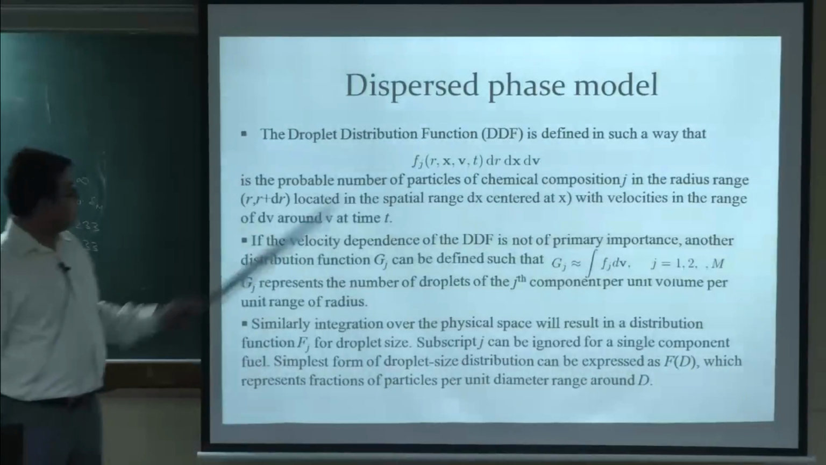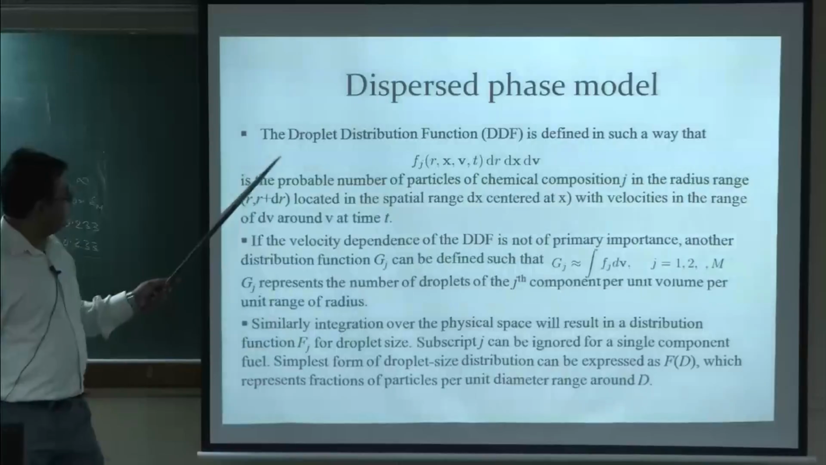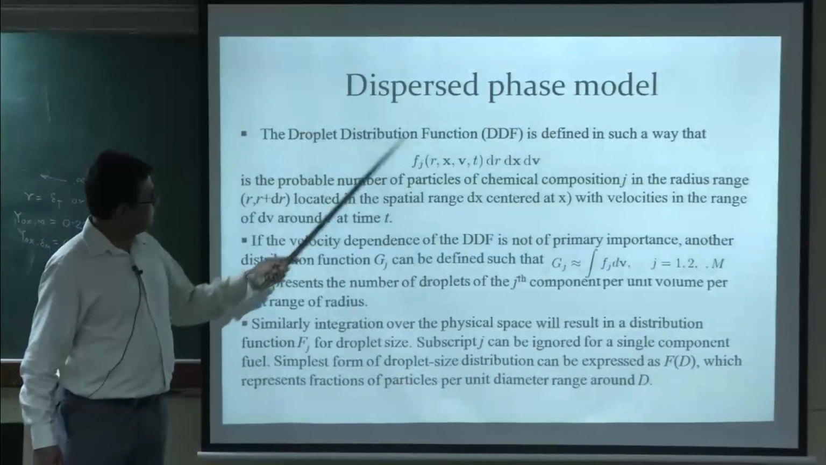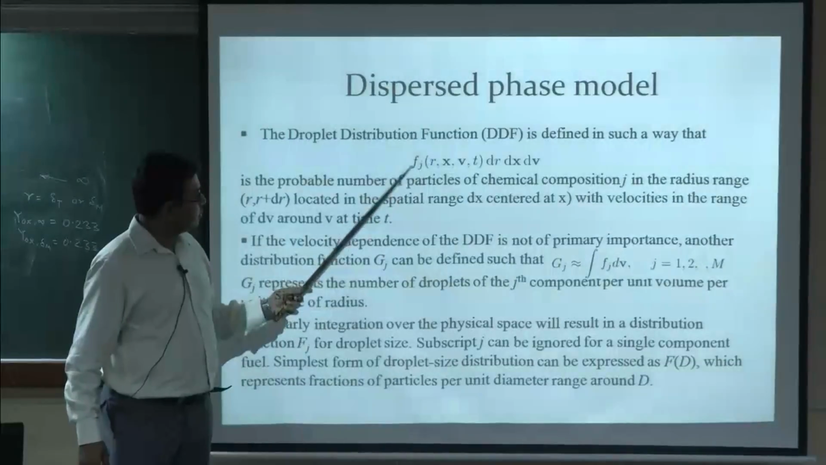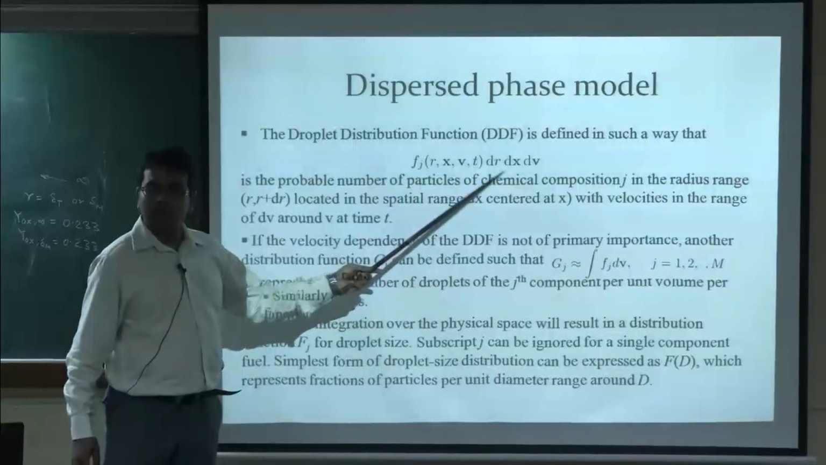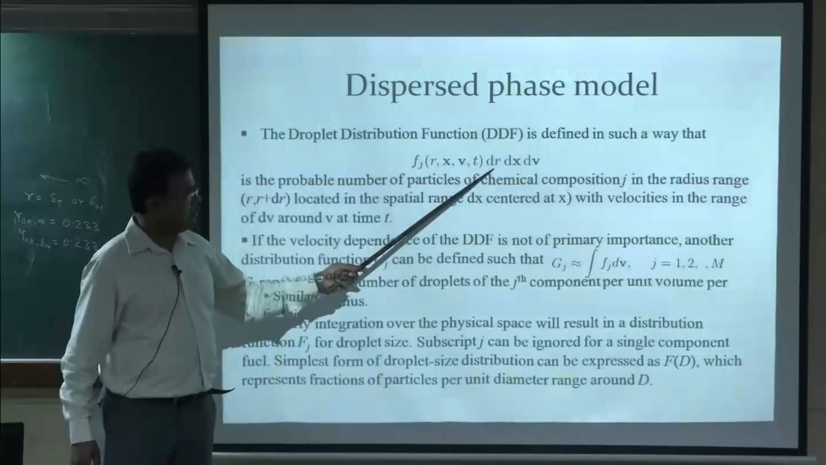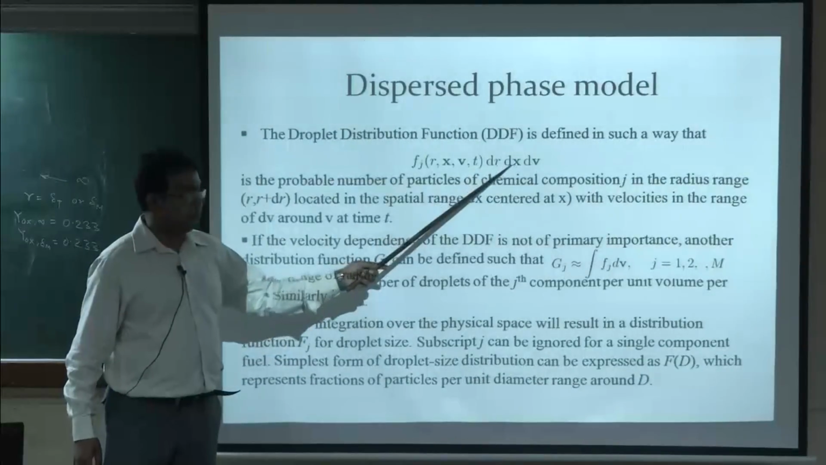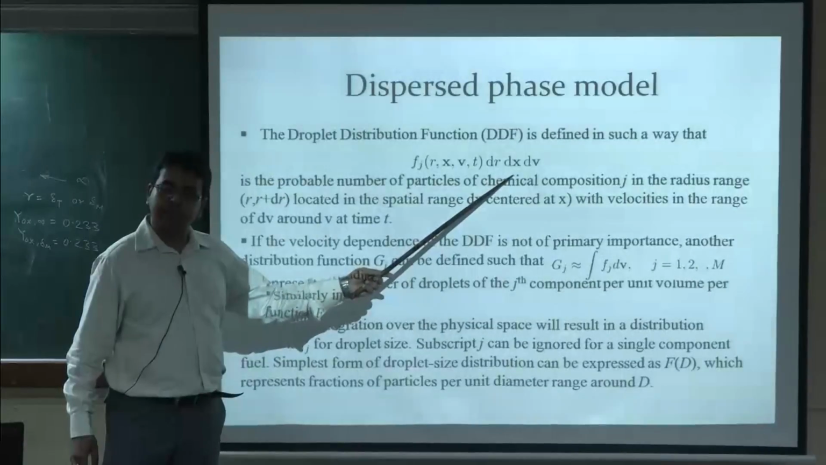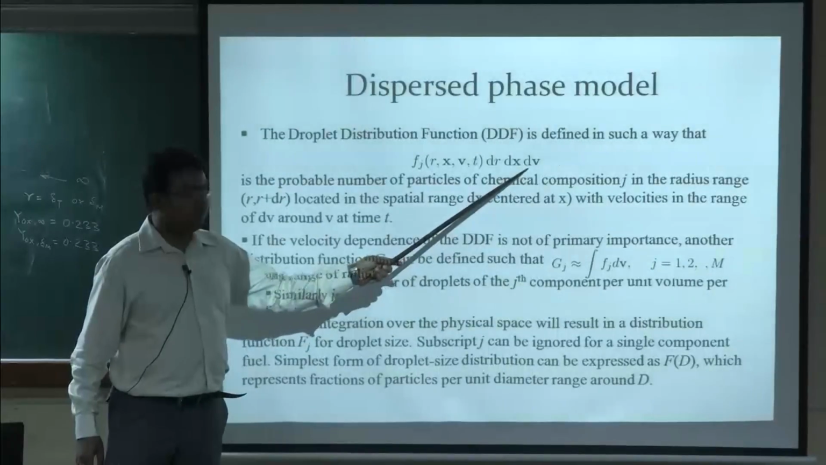Okay. So, I will talk about the dispersed phase model. The dispersed droplet distribution function we define such that this is the probability of having the particles within diameter range dr at a spatial location dx and with a velocity dv.